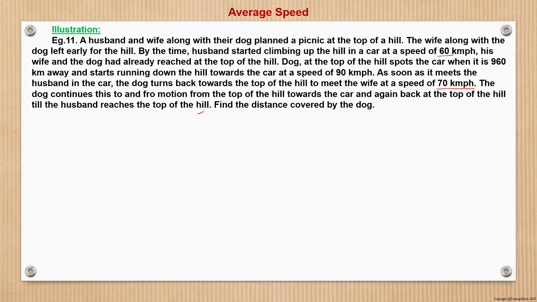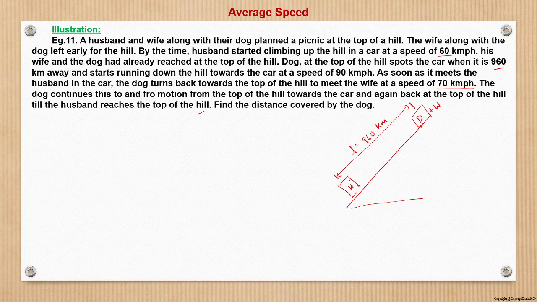So let us see the pictorial representation of the problem first. It says that there's a hill, right? So a family, the wife along with the dog, they have already reached here at the top, right? And the husband has started climbing the hill. Suppose the husband is here in a car, right? Husband is here. So this distance has been given as 960 kilometer, right? 960 kilometer.